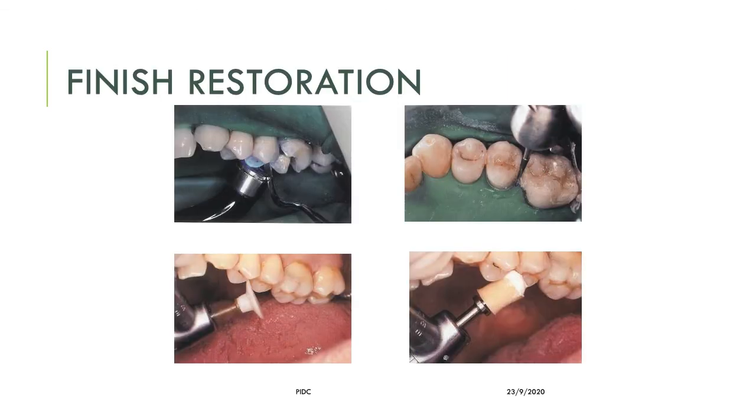So first you have to remove the temporary restoration. After that, check for any high points and seating. Once it is seating properly, use the resin cement and load it to the tooth surface. You can do the selective etching to prevent the postoperative sensitivity. So after that, place the resin cement, then you place the restoration on top of the resin cement and it is seated properly to the prepared tooth.